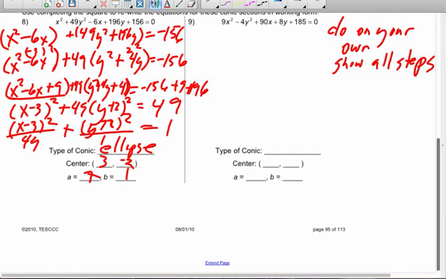Okay, now on this one, you'll notice you've got a negative 4. So what you're going to need to do is factor. We'll start you off, you're going to have a 9x squared plus 90x. And you need to factor a 9 out of here. You're going to have a minus 4.